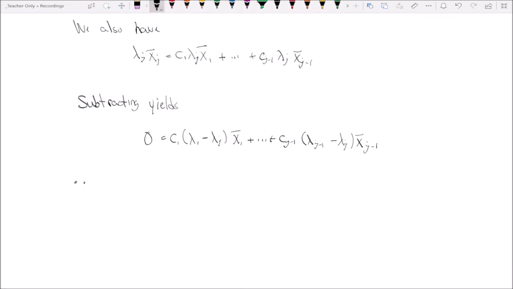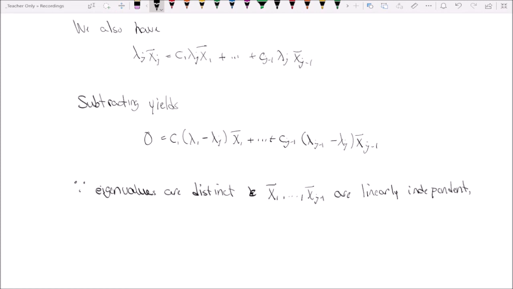Right? Since the eigenvalues are distinct and x1 through x_{j-1} are linearly independent, we must have c1 equal to c2 equal to so on and so forth equal to c_{j-1}, all equal to 0.